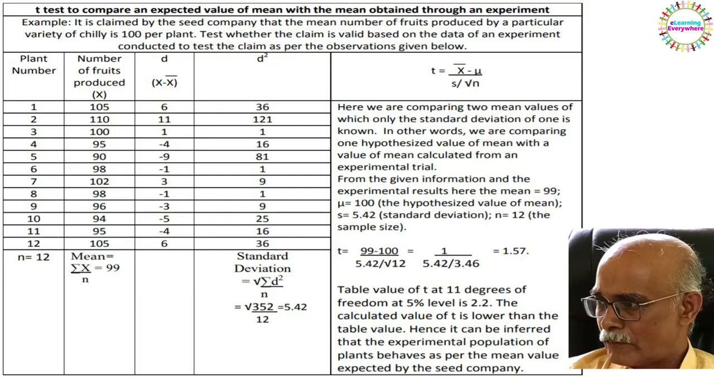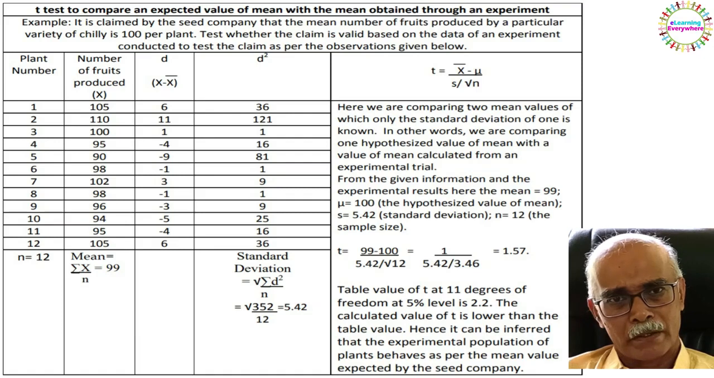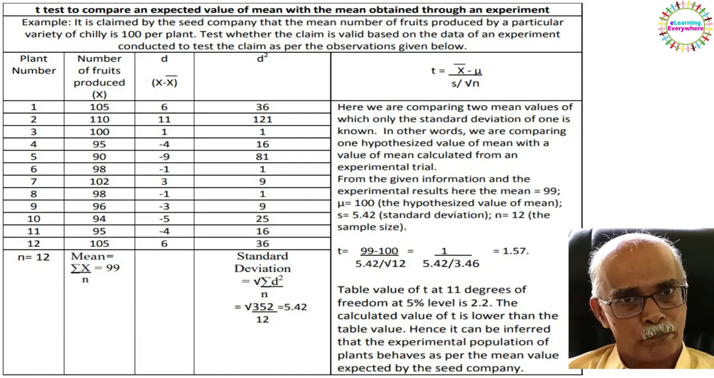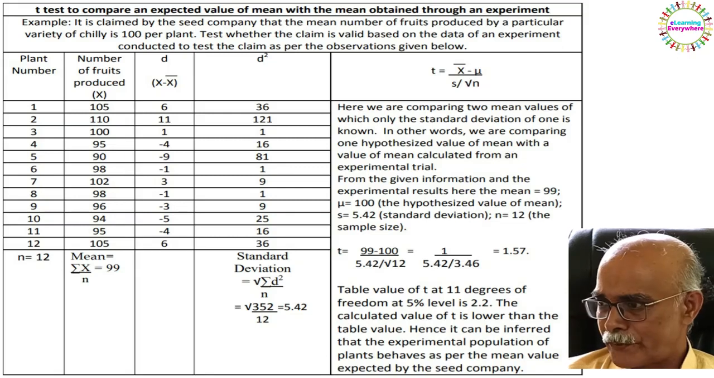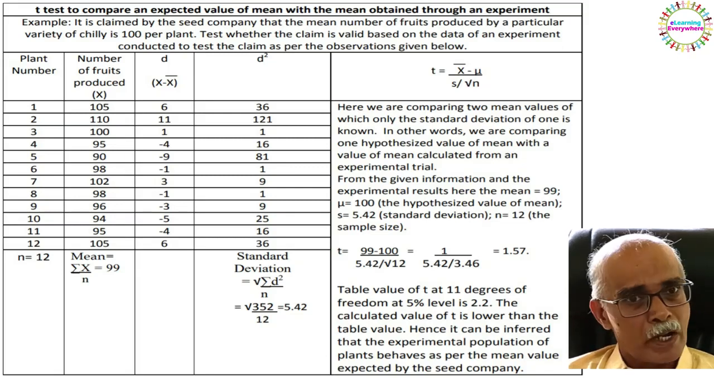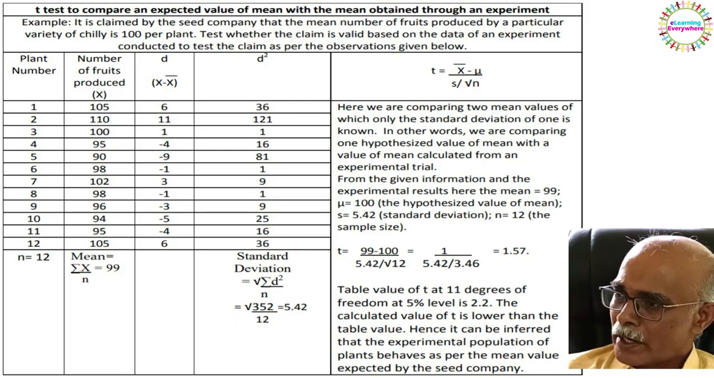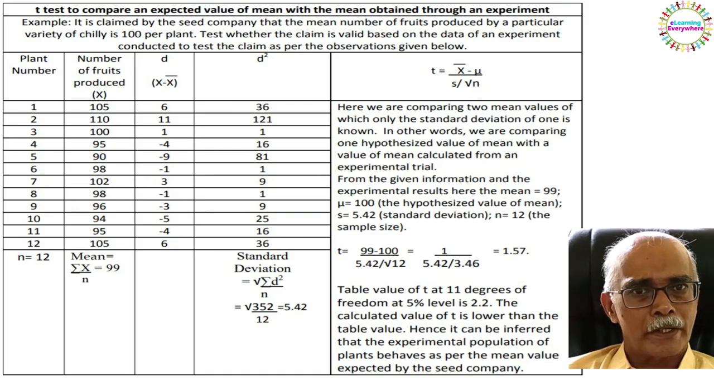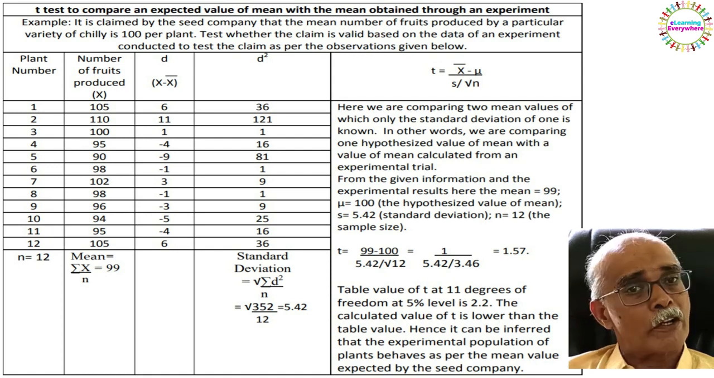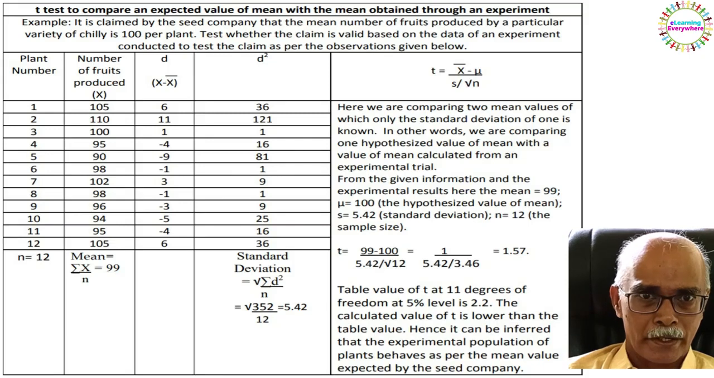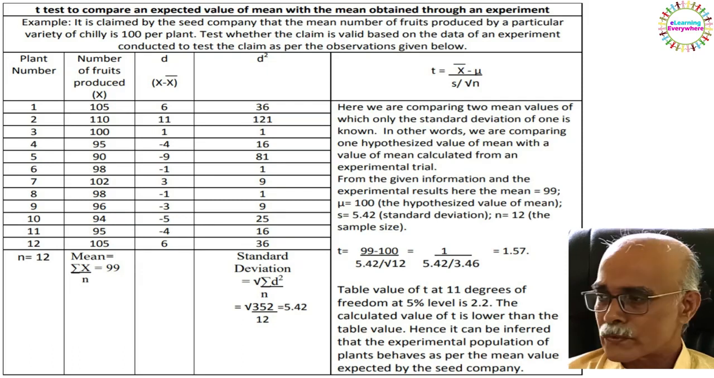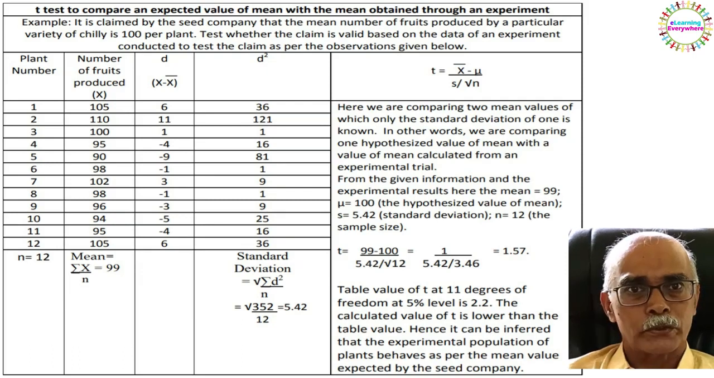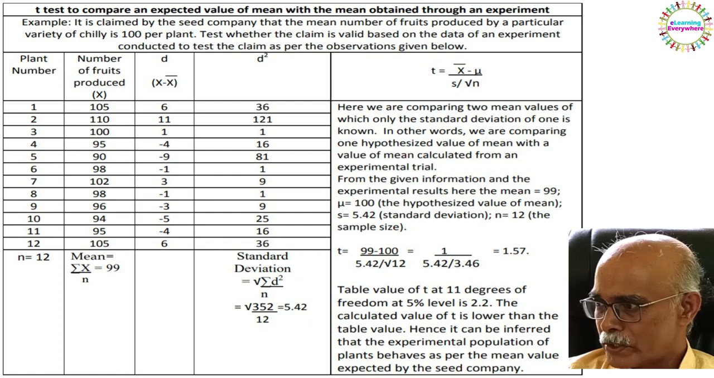You have to fix a level of significance, and since it is an experiment dealing with a plant population, a 5% level is okay. Then you have to find the table value of t at the 5% level for the appropriate degrees of freedom. There are n number of plants, that is 12 plants, so 12 is the n in this experiment, and n minus 1 is to be found out. So n minus 1 is 11.